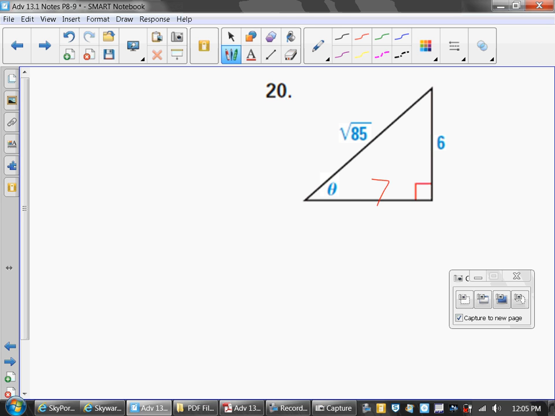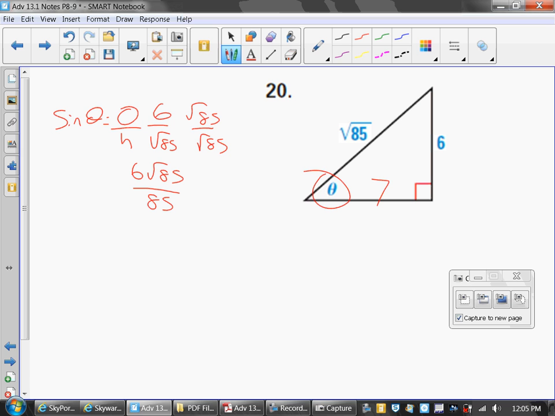So now to find all 6 trig functions from theta, that means the sine of theta is your opposite. I'm just going to write O over H, 6 over root 85. Rationalize it. Multiply top and bottom by the square root of 85. You get 6 root 85 over 85. Cosine, you get 7 over square root of 85, which is 7 root 85 over 85. Tangent, you get opposite over adjacent, which is 6 over 7.